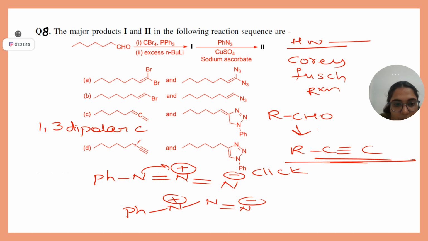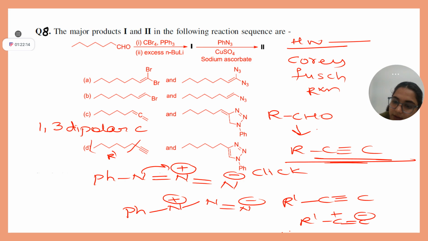Can I write this group as R group? R dash, right? R dash, C triple bond C. You know that the carbocation will be stable at the inside carbon, like this. Okay. Now positive will meet with negative.